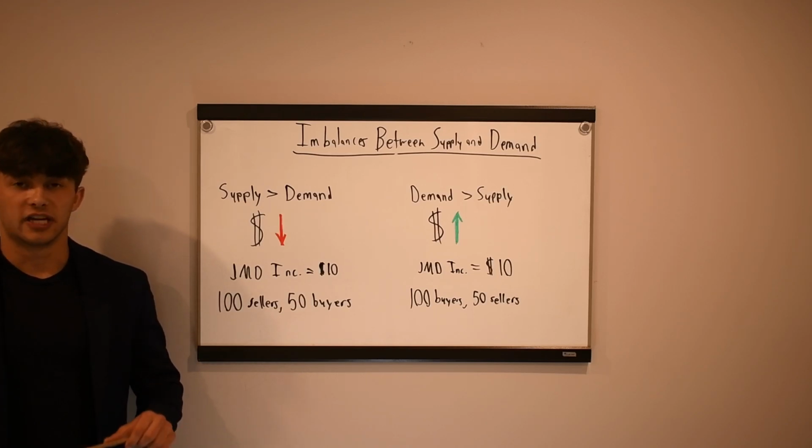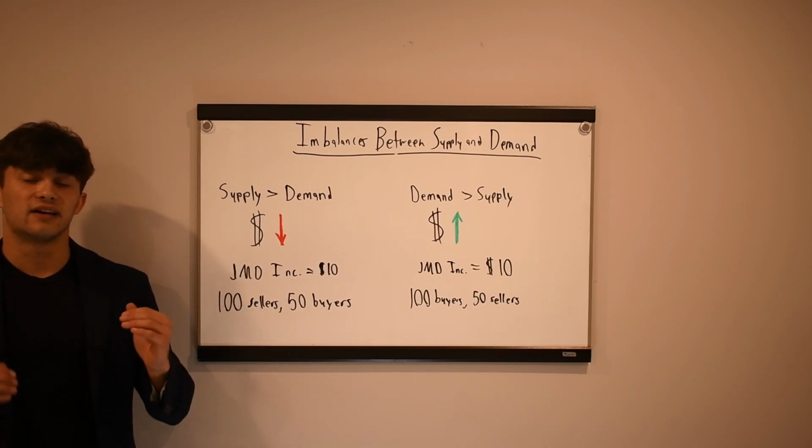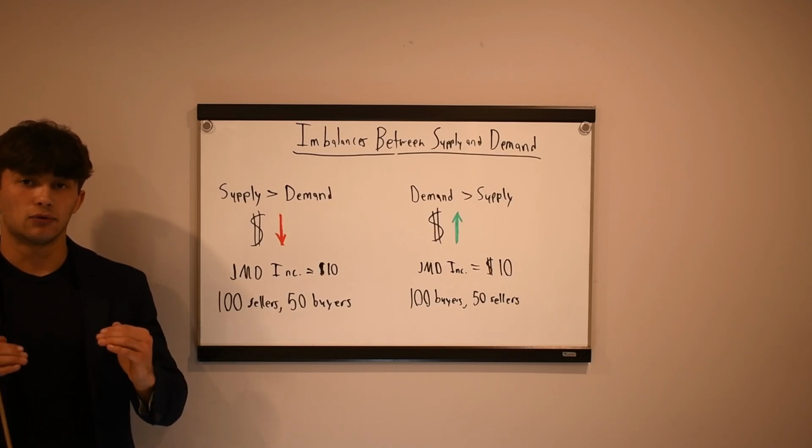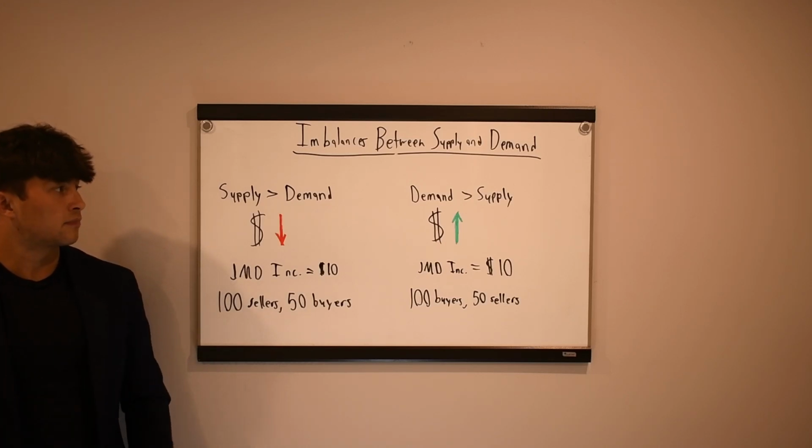And prices will continue to fall until the supply and demand levels, the number of sellers and the number of buyers, evens out. And this level is when the price will stop falling, and this is called support, which we'll talk about in a moment.